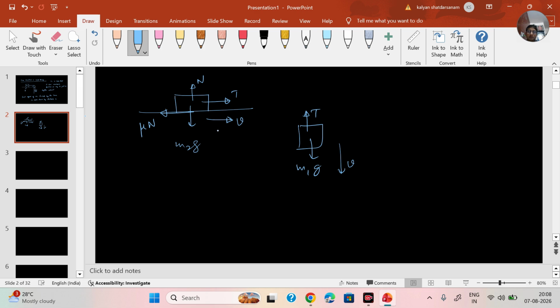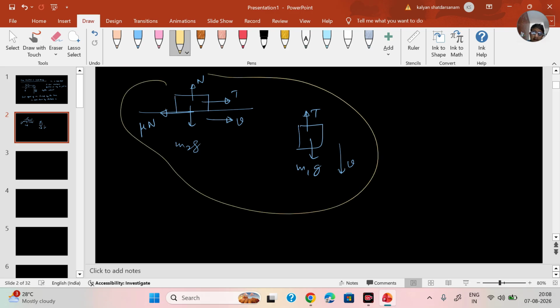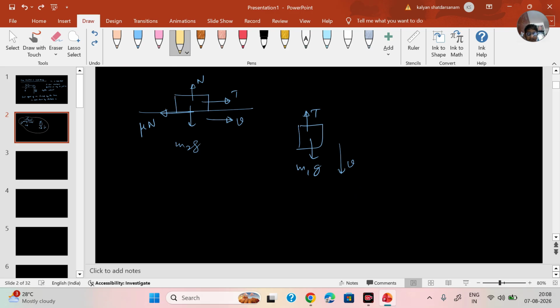Now we will take both as one system. Why can we take both as one system? Because they have the same speed. In work energy, if two objects have the same speed, we can take them as one system. It doesn't work in Newton's laws because in Newton's laws we are dealing with acceleration, and acceleration is not the same for both these blocks because their directions are at least different. So I can club both blocks and write work energy together.